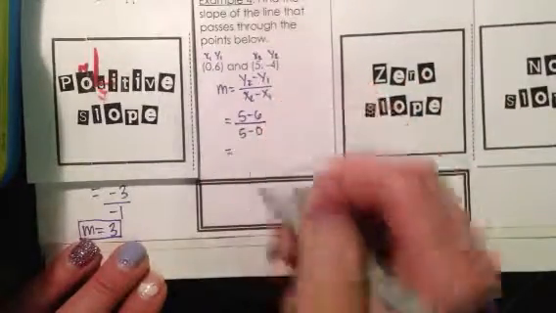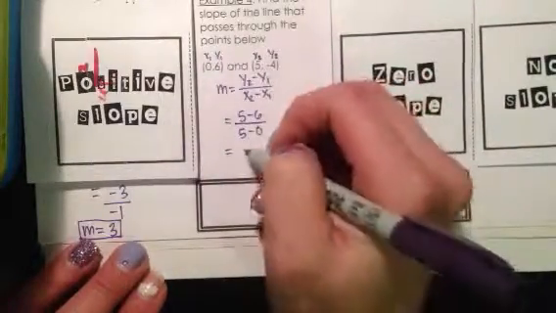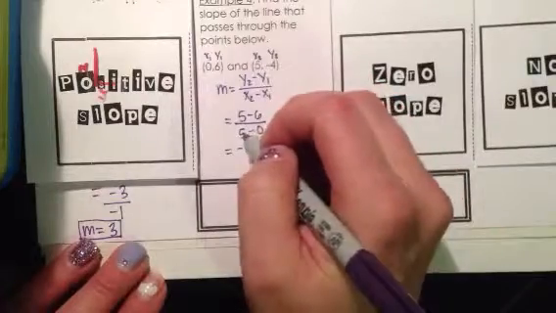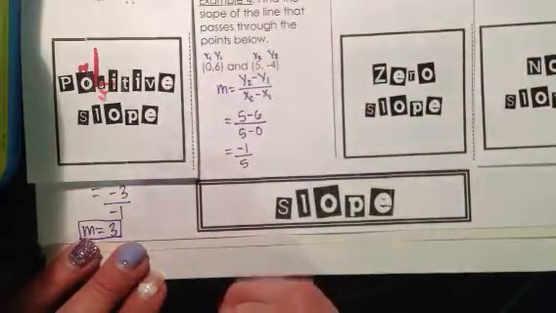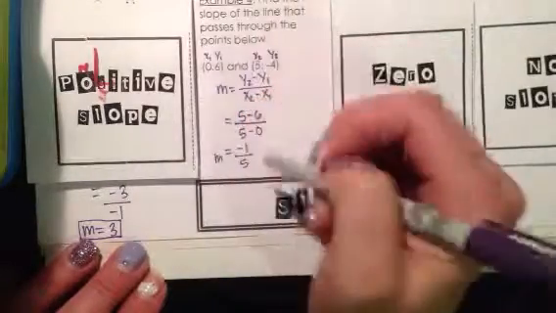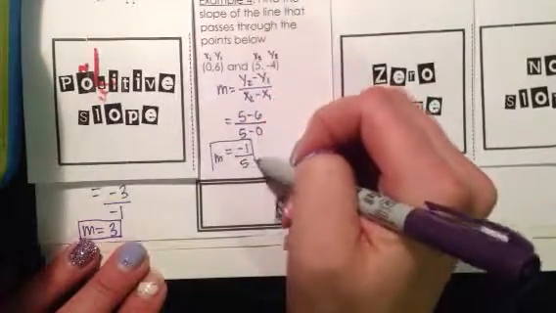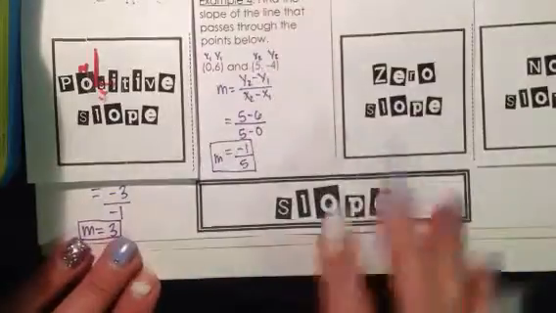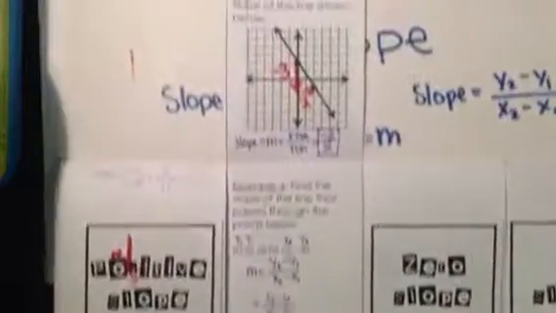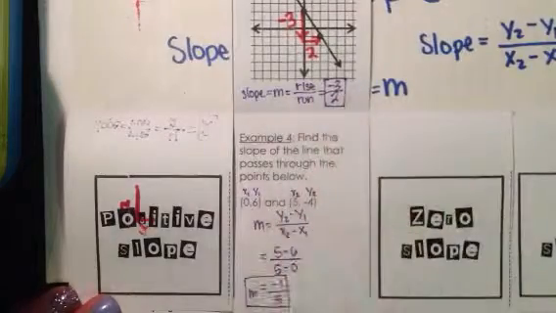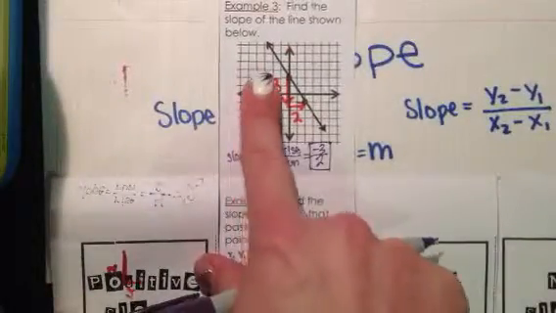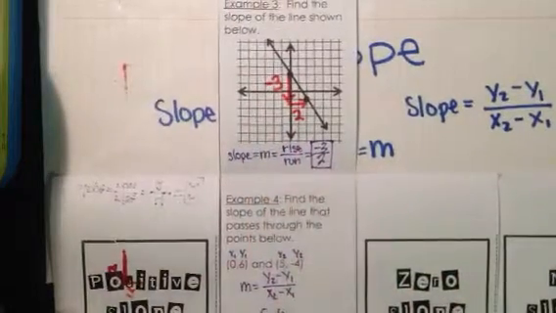So now we just need to evaluate that. 5 minus 6 is negative 1. 5 minus 0 is 5. So again, our slope is then negative 1/5. So as you can see on both these examples, we end up with a negative number. If we have a negative number, we're going to have a negative slope. And we can expect our line to be going down as we read it from left to right.